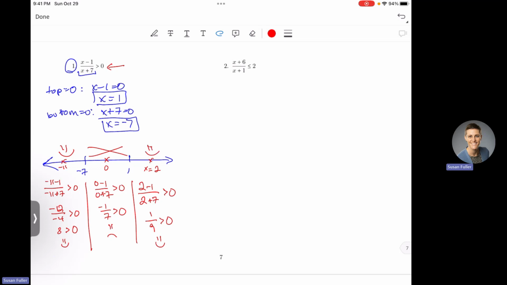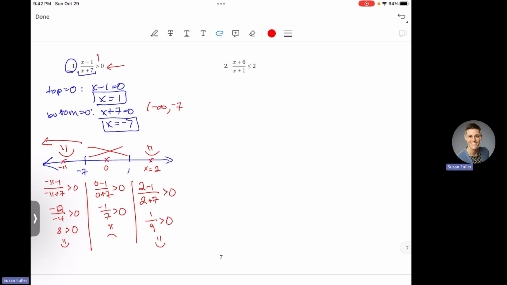And so now I'm just going to write my solution, just like always, in interval notation. So that means that this piece from negative 7 over works. So I'm going to go from negative infinity up to negative 7. Now, am I going to include negative 7?